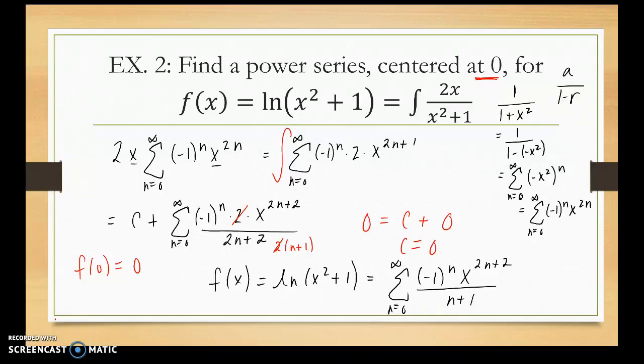Remember that we take the interval of convergence of the original. So here's the original series. The interval of convergence of this is from -1 to 1. So for homework, I want you to find the interval of convergence now for its antiderivative. Check the endpoints at x equal to -1 and x equal to 1.